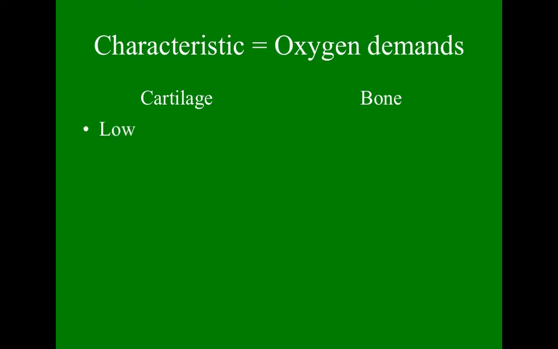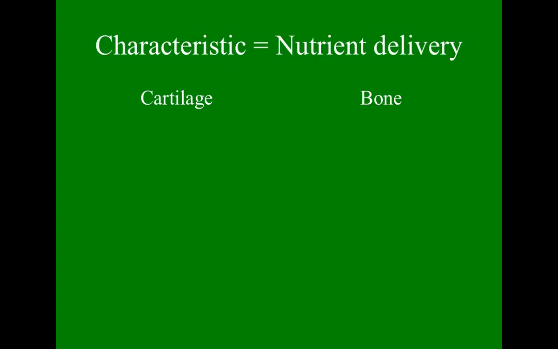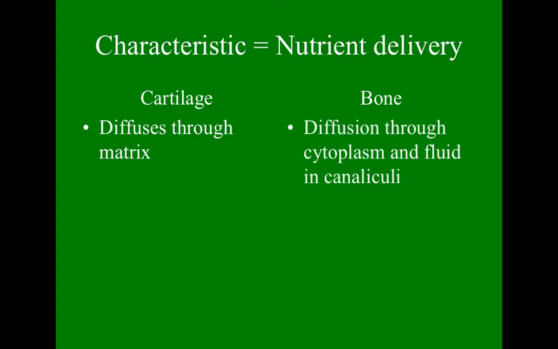Oxygen demands. Cartilage, because it doesn't have a good blood supply and nutrient availability, its oxygen demands are low, whereas bone has very high oxygen demands of its cells. Nutrient delivery. All nutrients for cartilage have to diffuse through the matrix, which is very difficult and slow. Bone has diffusion through the cytoplasm as well as the fluid in the canaliculi. So this is actually very fast, which allows them to have a higher metabolism and demand more oxygen.